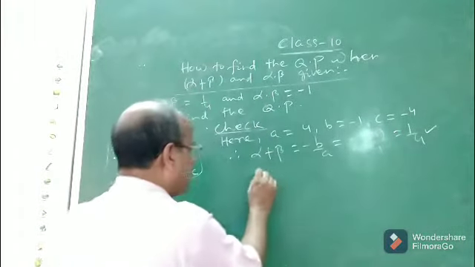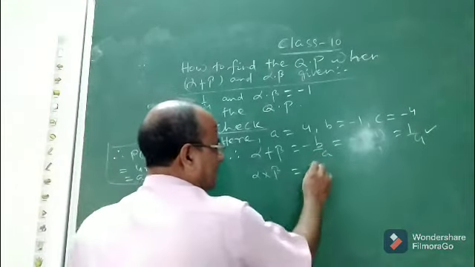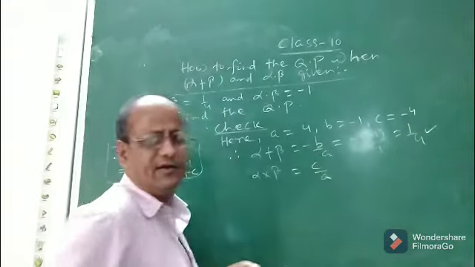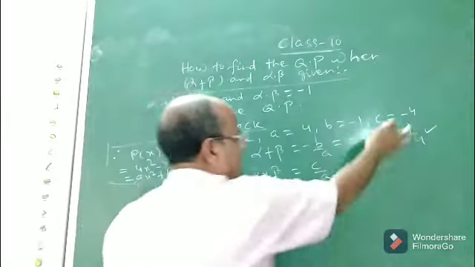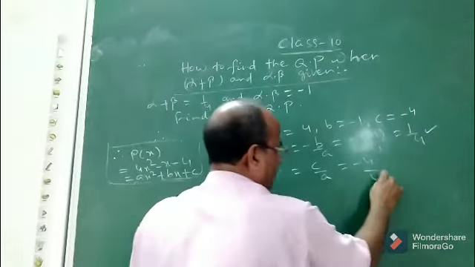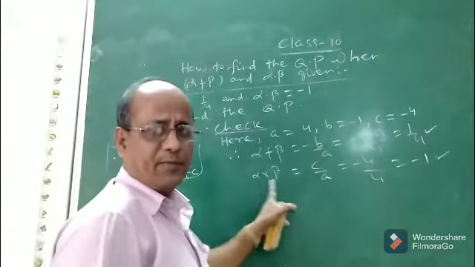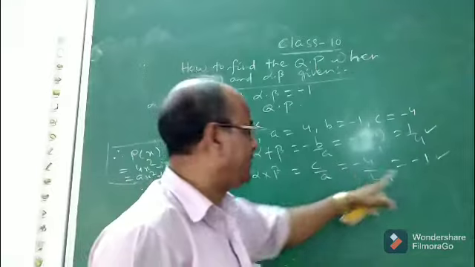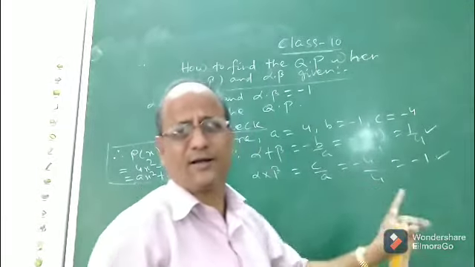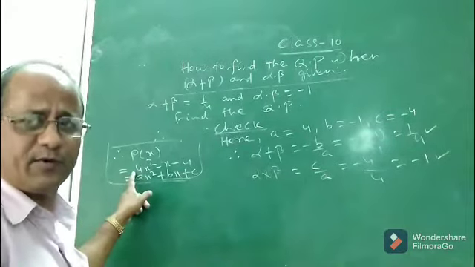Now let us find the product of alpha and beta, the product of the two zeros. So for alpha and beta, what is the formula? The formula is c by a. What is the value of c? It is minus 4. And what is the value of a? It is 4. You see, what is the result? Minus 1. So the product of the two zeros alpha and beta is minus 1. So what is the conclusion? The conclusion is yes, this is the required quadratic polynomial.